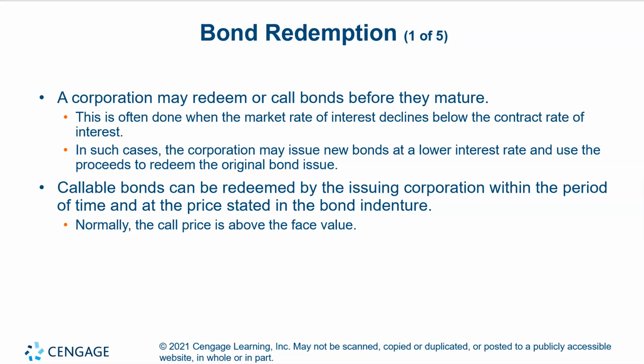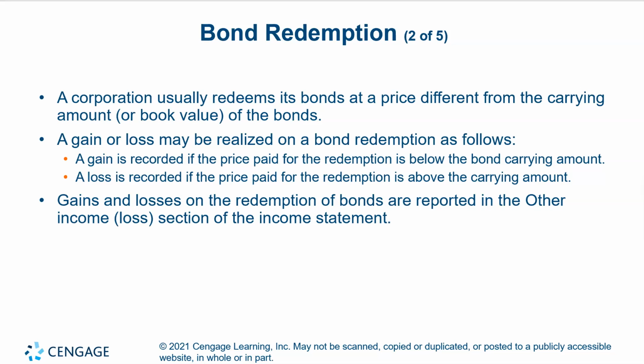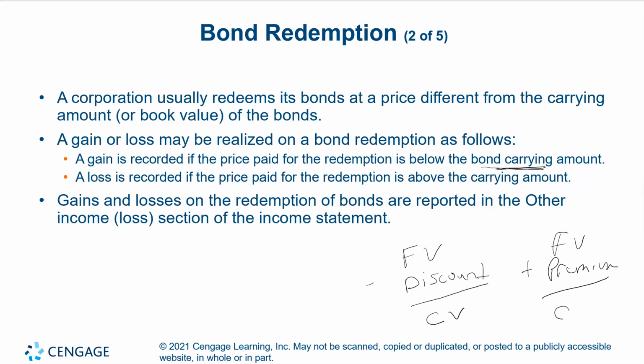If we have a bond redemption before they mature, then we are going to have a gain or a loss that we need to calculate. The gain is recorded if the price paid for the redemption is below the bond carrying amount. And remember, the bond carrying amount is the face value minus any remaining balance in the discount, or the face value plus any premium balance. So we're just going to compare the carrying value to the amount that we have to pay to redeem it and see if we have a gain or a loss.